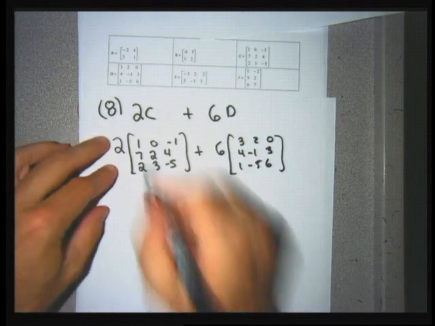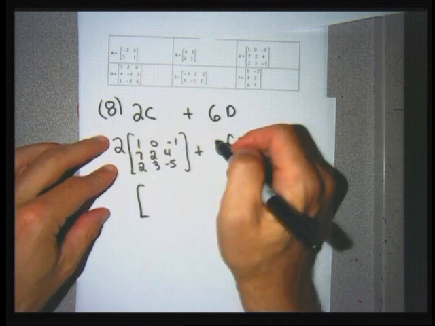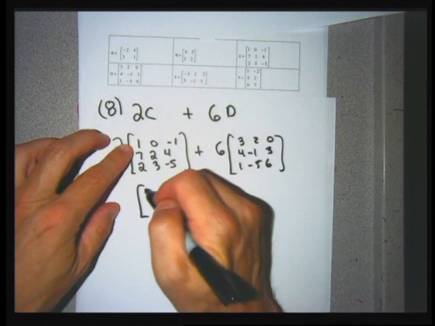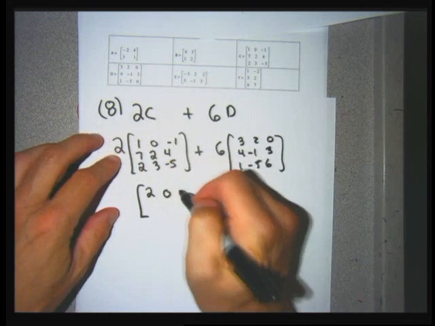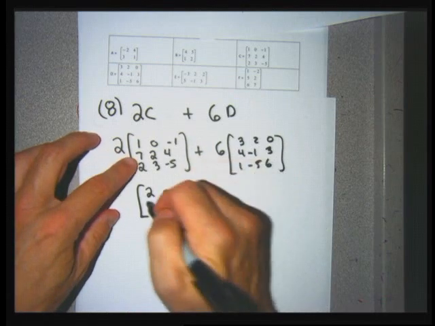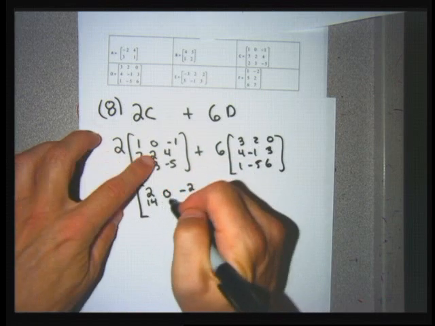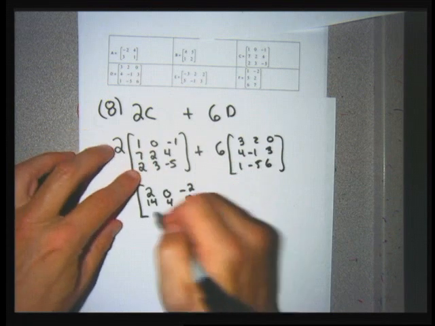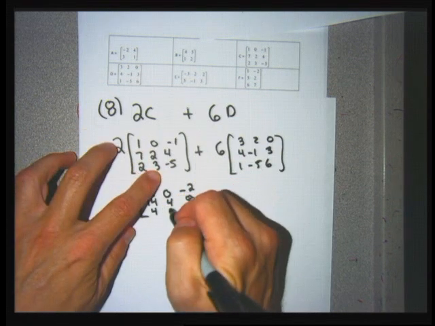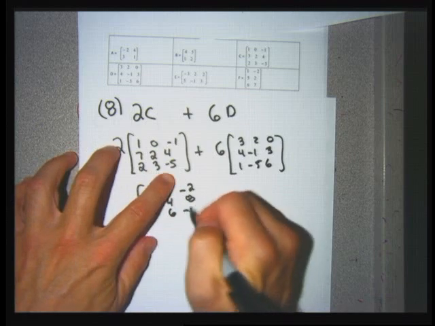The scalar multiplication of 2C, I multiply everything in the C matrix by 2. 1 times 2 is 2, 0 times 2 is 0, 2 times -1 is -2, 7 times 2 is 14, 2 times 2 is 4, 2 times 4 is 8, 2 times 2 is 4, 2 times 3 is 6, 2 times -5 is -10.